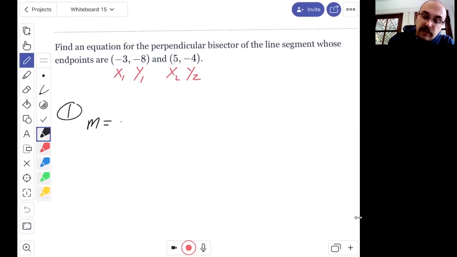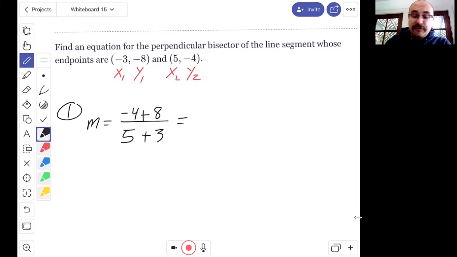Slope is equal to, we're going to do y2 minus y1, so minus -8 makes that +8. On the bottom, we're going to do x2 minus x1, so make that into +3. Let's simplify this. -4 plus 8 is 4. 5 plus 3 is 8. And that fraction reduces to 1/2. Step 1, done. Moving on to step 2.